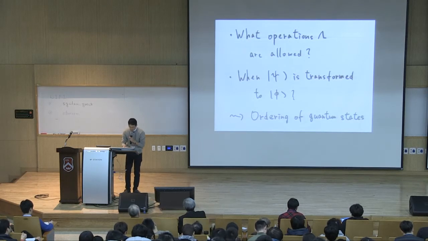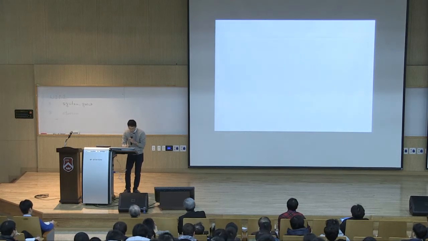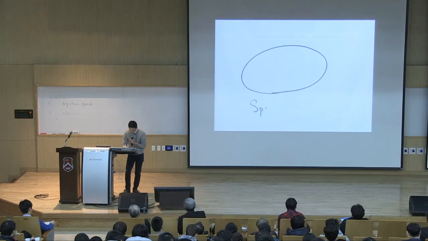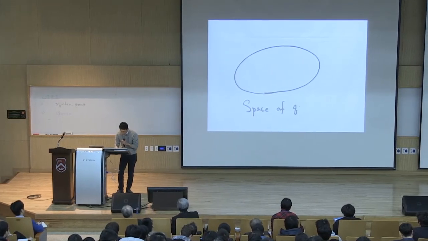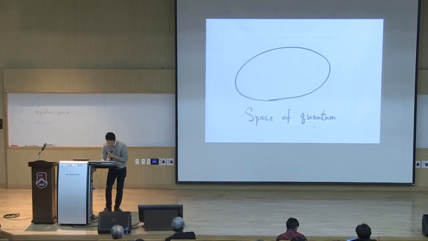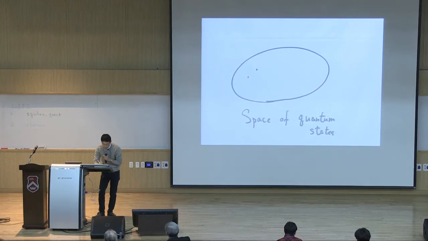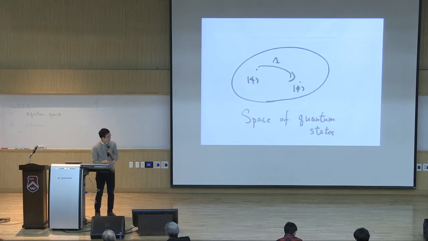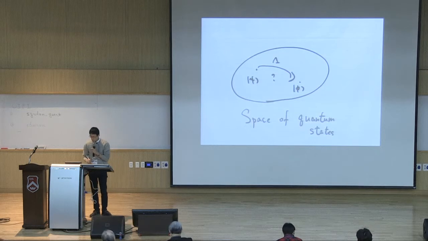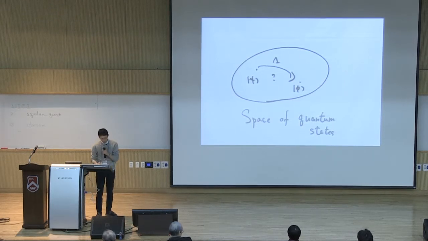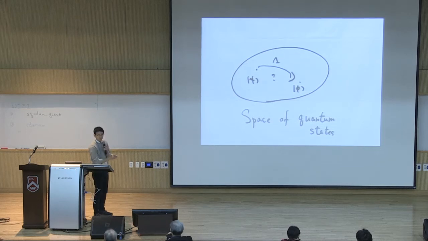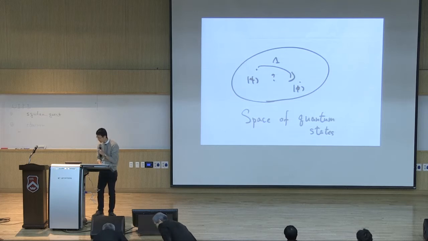Very roughly speaking, you have a space of quantum states, and this is a very dynamical question. You have two points, psi and phi, and the question is when can you transform the initial state to the other under the allowed operation lambda? We want to answer this question in the context of quantum information. But why should we care about such a question? I'd like to review the basics of quantum information and answer this question first in the first part of my talk.